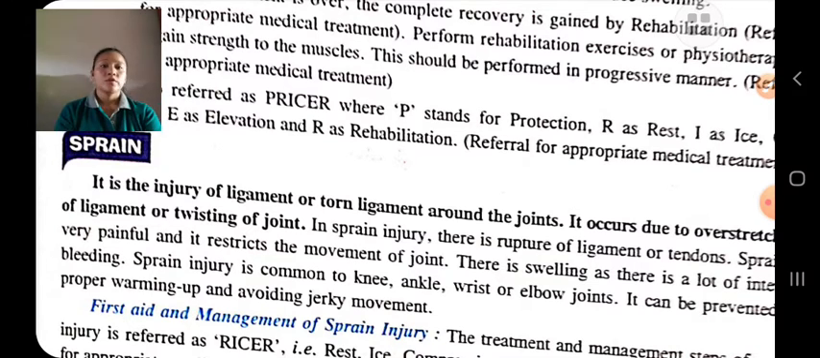It causes severe pain, swelling, and restricts the movement of the joint. The movement of the joint is restricted, not possible, and there is swelling, as there is a lot of internal bleeding. Sprain usually occurs over the ankle, knee, elbow, wrist, etc. It can be prevented by performing warming up and avoiding jerky movement.